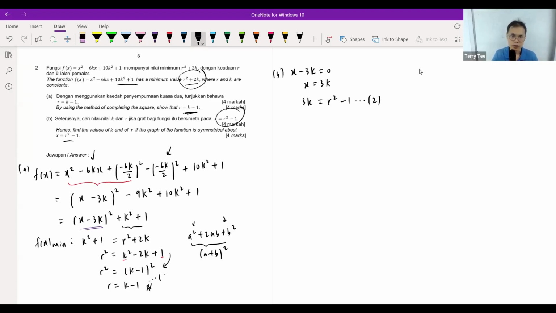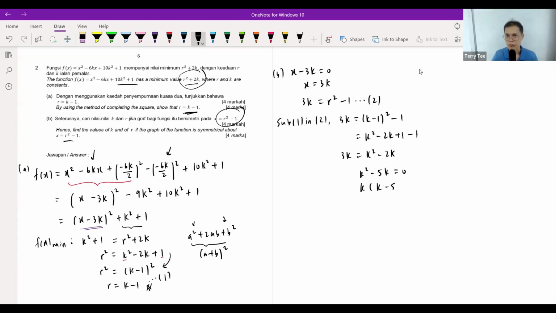Go back to the first information that we got earlier. We call this equation number 1. What we need to do is to solve them simultaneously. So let's substitute 1 in 2. My r is now k minus 1. You square it, minus 1. Let us expand k squared minus 2k plus 1 minus 1. Your 3k is k squared minus 2k. Bring it over, k squared minus 5k equals 0.